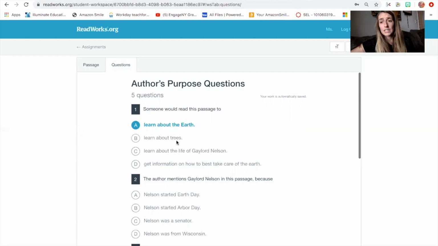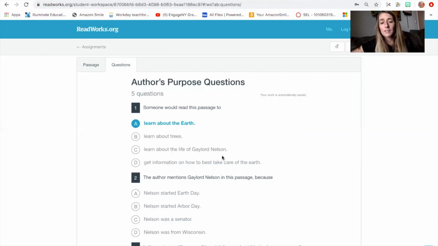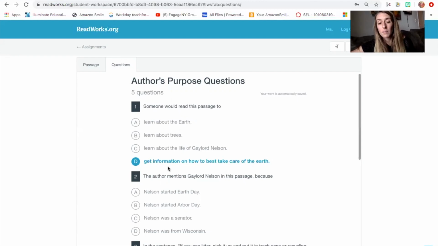B says, learn about trees. I'm going to put an X on that one. The whole article is not about trees. Only a small section of the article was about trees. C says, learn about the life of Gaylord Nelson. This is similar to the trees one. Gaylord Nelson was in the article, but the article was not all about him. So I'm going to put an X on that one too. And D says, to get information on how to best take care of the earth. D is the correct answer. I did learn about the earth, but what I mostly learned about was how to take care of the earth. So I'm going to mark D.